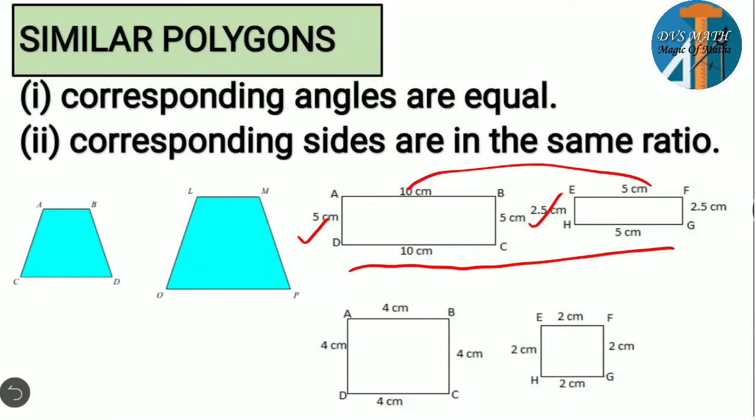Again, if you consider this square, 4 by 2 is 2. Here all sides are 4, all sides are 2. So if you take the ratio of their corresponding sides, they are the same. So these types of polygons we call similar.